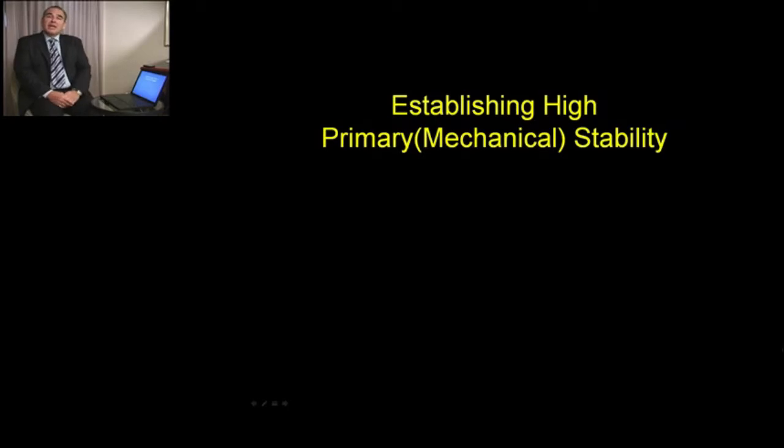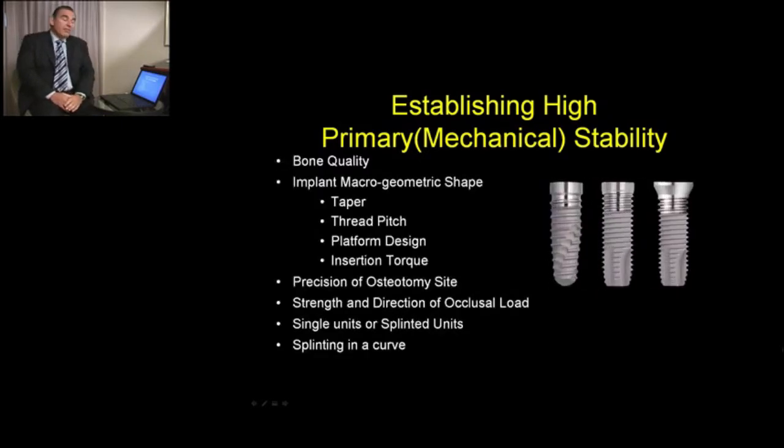So I'd like to begin by talking about how we can establish high primary or mechanical stability. There are several things that control this mechanical stability. They include the bone quality. In other words, are we placing this screw into a material that is extremely dense, like oak, or are we placing this screw into a material that's extremely soft, like styrofoam?